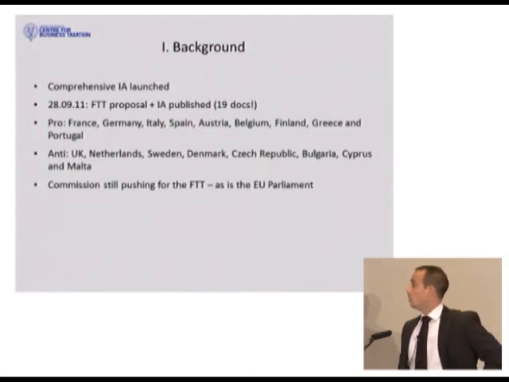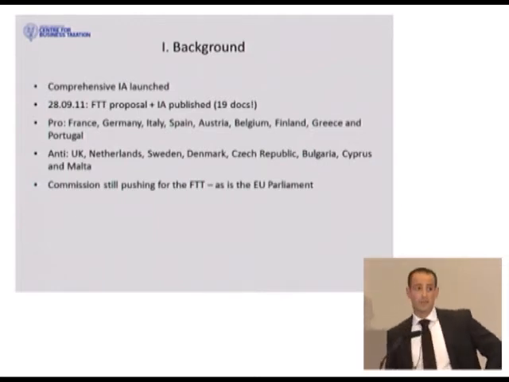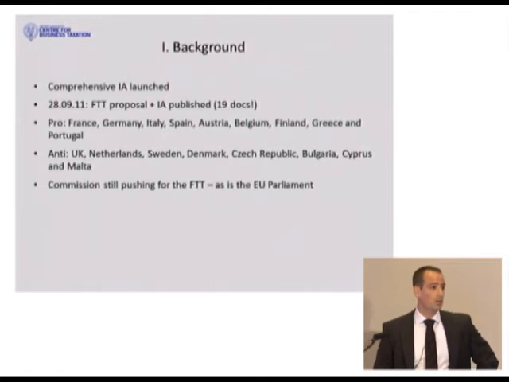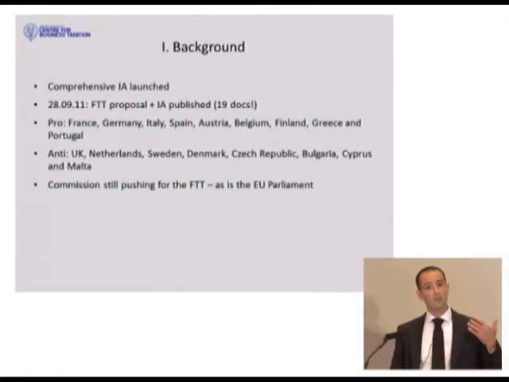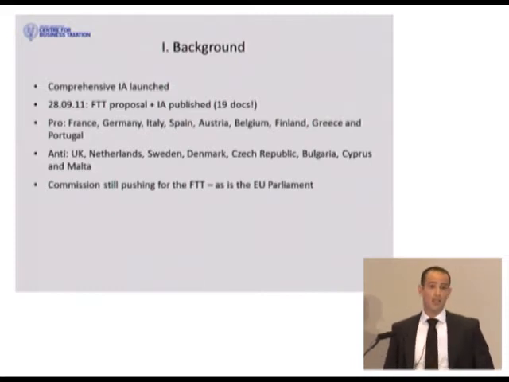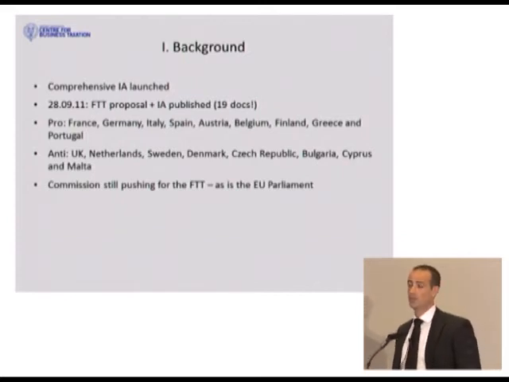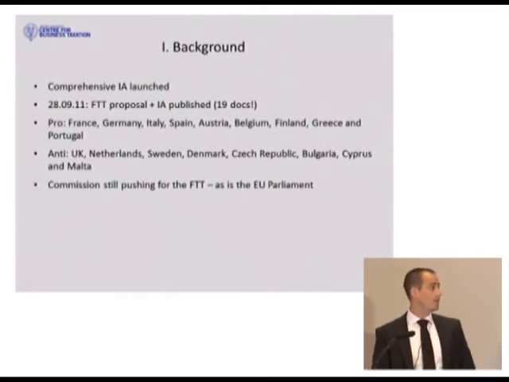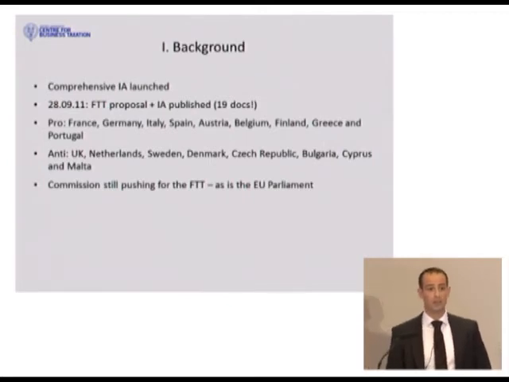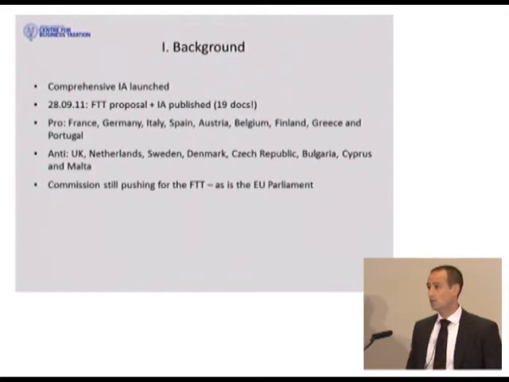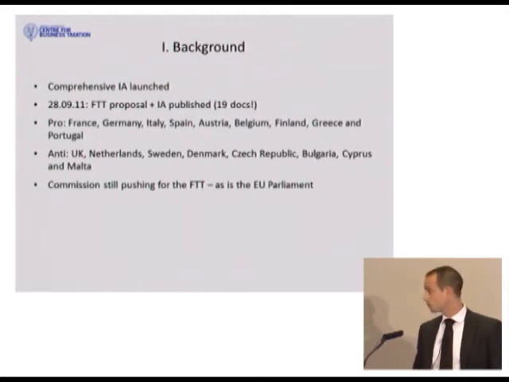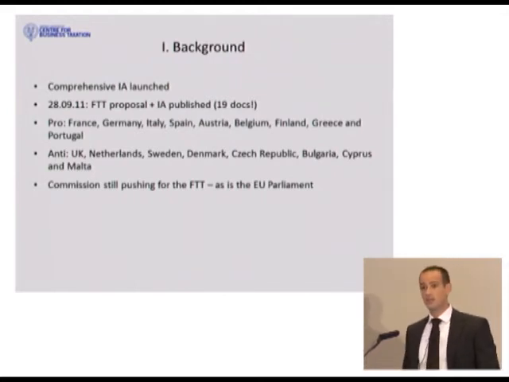Okay, so on the 28th of September of 2011, the Commission put forward its proposal, and this time it proposed an FTT. As you all know, this proposal has been incredibly divisive. A number of member states are strongly in favor of it, including France and Germany, and a number of member states are against it, and even strongly against it, including the UK, Netherlands, and as we've just heard, Malta too. Okay, so that's the status quo.